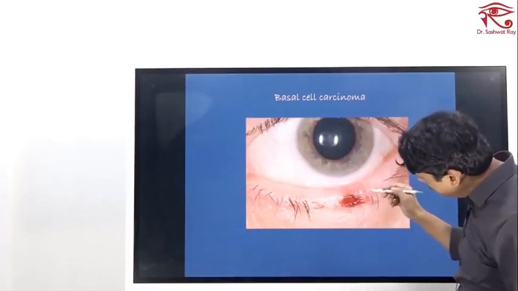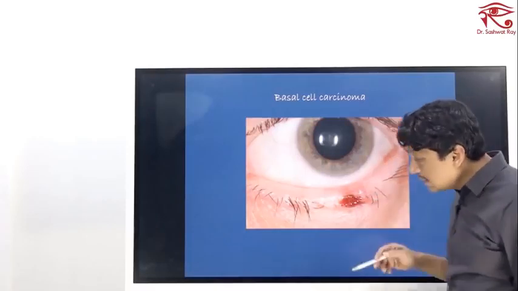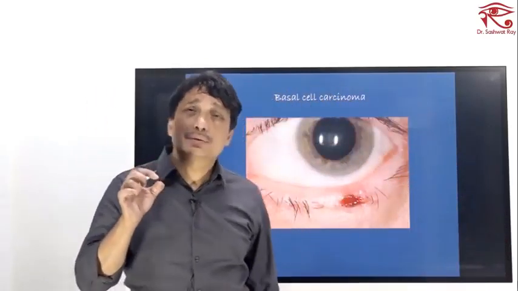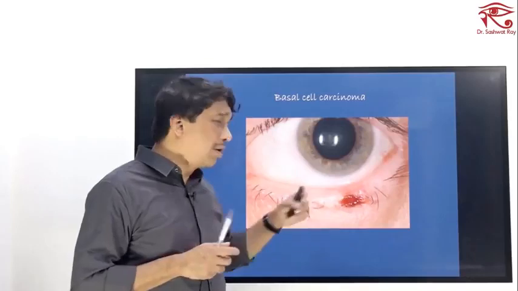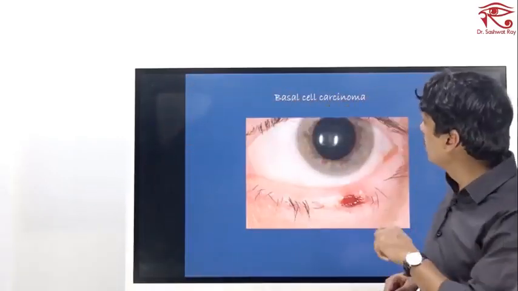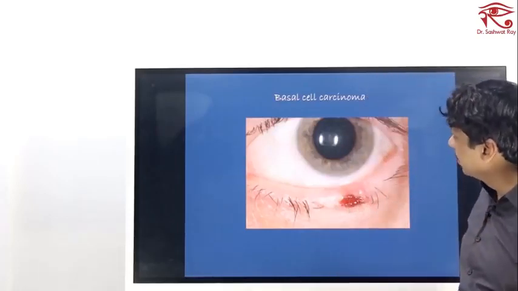If you look carefully, can you see the pearly white concretion kind of a thing and the central crater? These are the two recognizable features of a basal carcinoma: the pearly white concretion-like material here and a central crater, which will make you recognize basal carcinoma from far off.